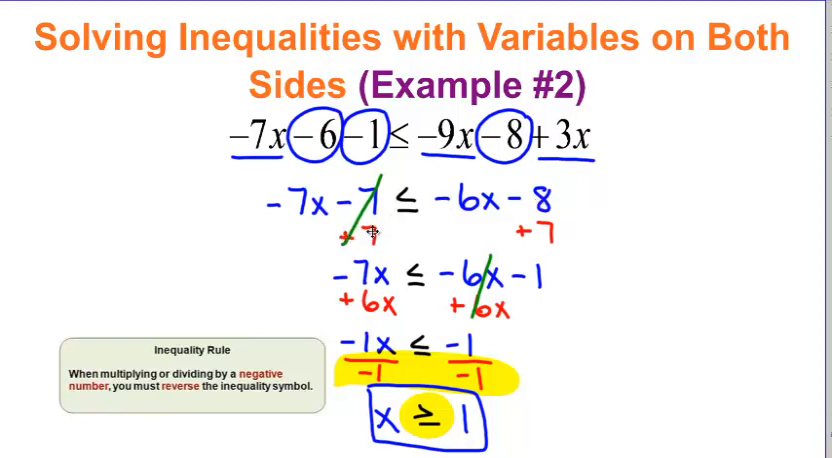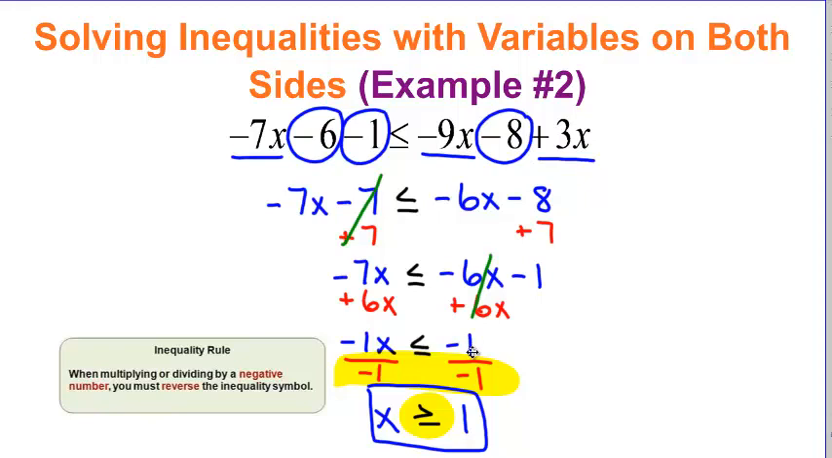First step, we're going to add 7 to both sides to cancel our 7's here. When we do that, we are left with -7x is less than or equal to -6x minus 1, when we combine -8 and positive 7. Then we want to move this -6x over to the other side. So the opposite of subtracting 6 is adding 6. So we add 6x to both sides. And that leaves us with -1x is less than or equal to -1.